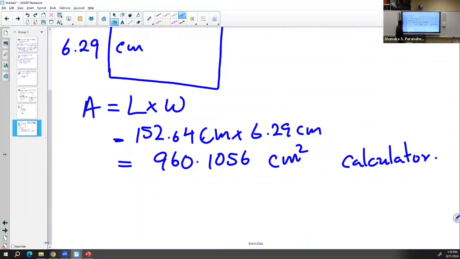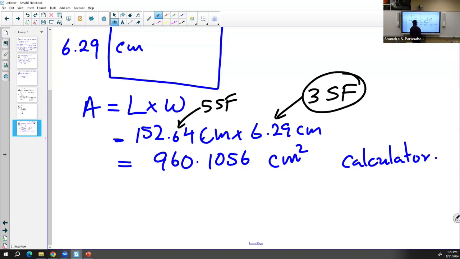Now we're going to count the significant digits in all the measured values. This is a measured value, the length. How many significant digits? 5. It has 5. Good. And the width is also a measured value. What is the number of significant digits? 3. So the rule is to keep your final answer to the fewest number of significant digits during multiplication and division.